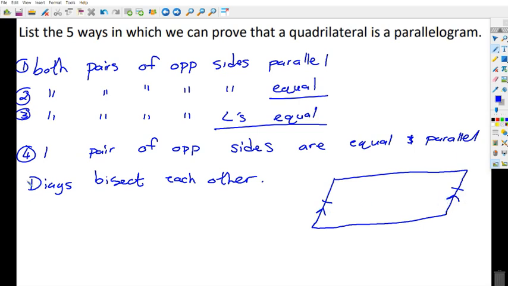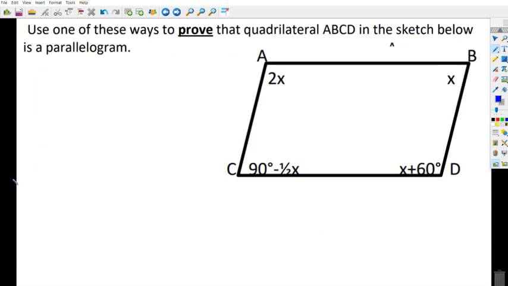And then number 5, diagonals bisect each other. That's number 5. So there's 5 ways to prove that something's a parallelogram. So let's see if we can do that together. Here are some examples that I made for you guys, or that somebody else made for you. Use one of these ways to prove that quadrilateral ABCD in the sketch below is a parallelogram.